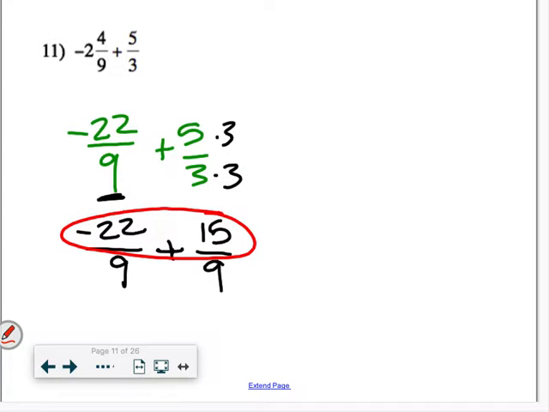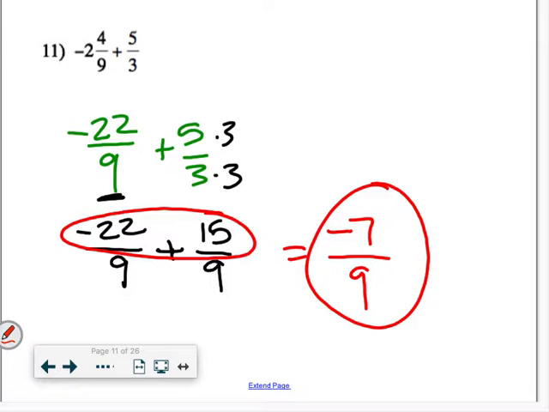Straight across the top here on this one. Negative and a positive, subtract. Should get -7 over 9. That's it. That's what that simplifies to. Make sure I did my math right here, you guys. One, 2/3. Yeah, I think that's right.